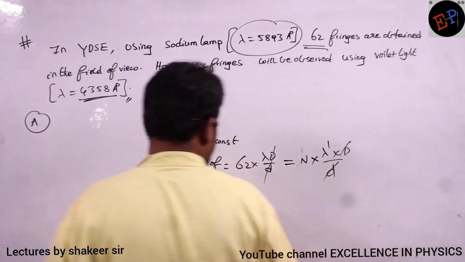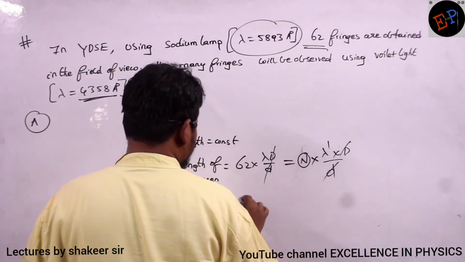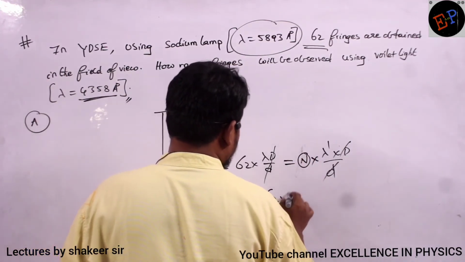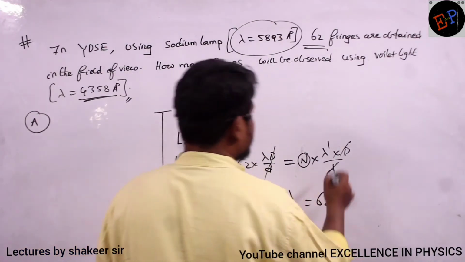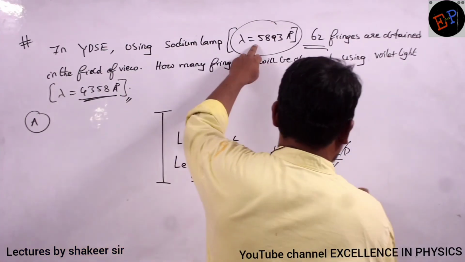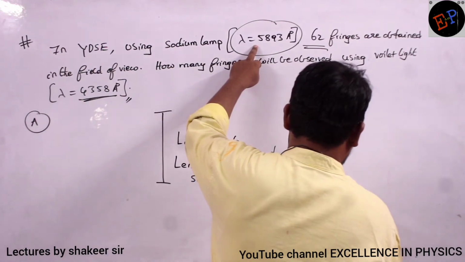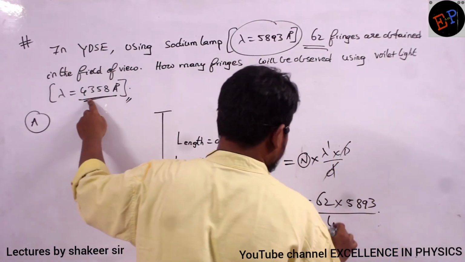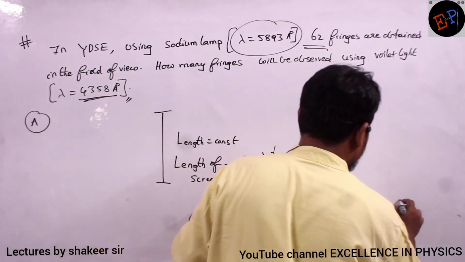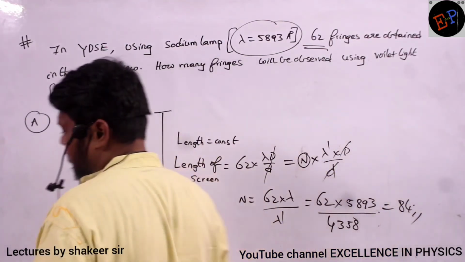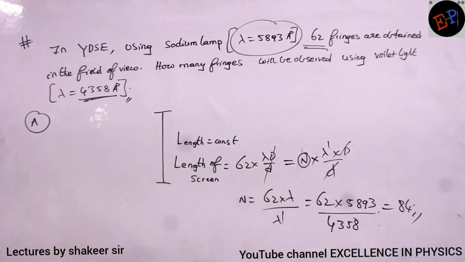So I want the n value only. N is equal to 62 into lambda divided by lambda dash. So 62 into the initial wavelength 5893 divided by the final wavelength 4358. If you do this calculation, I will get 84 as my answer. 84 fringes I will get. Are you able to understand?